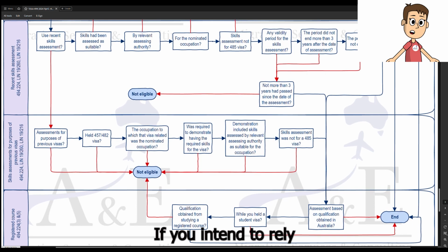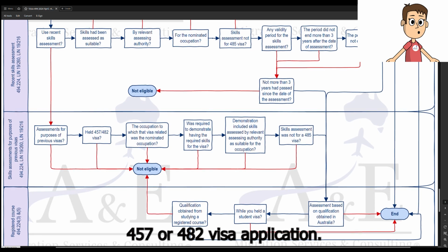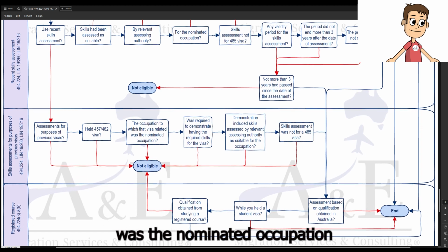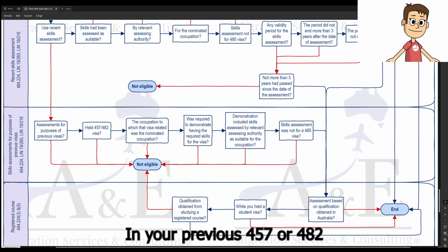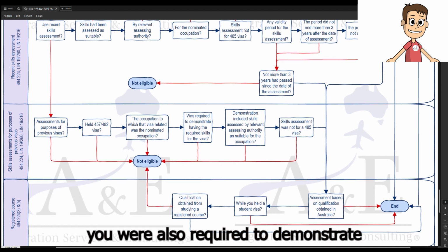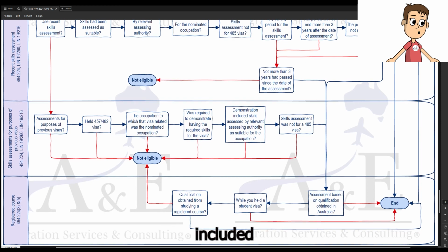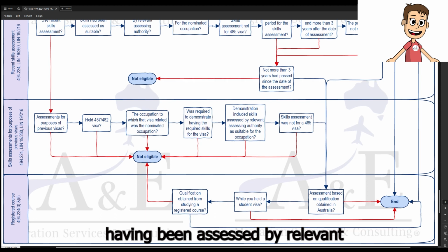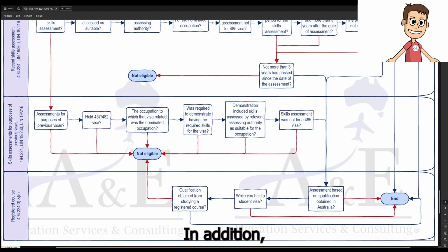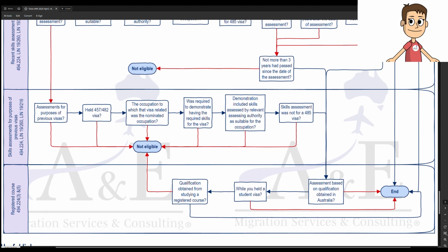If you intend to rely on a previous skills assessment from your previous 457 or 482 visa application, the occupation to which that visa was related was the nominated occupation. In your previous 457 or 482 visa application, you were also required to demonstrate having the required skills for that visa, and the demonstration included your skills having been assessed by a relevant assessing authority as suitable for the occupation. In addition, your previous skills assessment was not for a 485 visa.